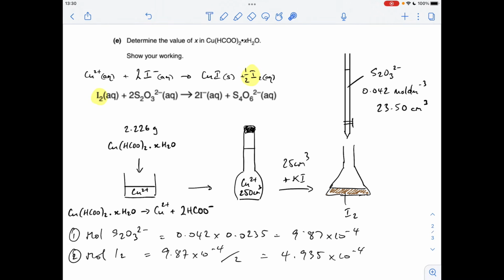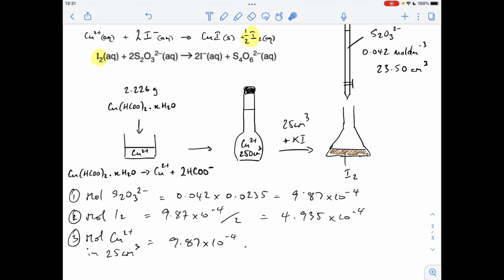Then if we apply the ratio, the moles of iodine involved in the titration, which are the moles of iodine formed in the first reaction, will be half that: 4.935 × 10⁻⁴. Then if we apply the mole ratio in this equation, we go back to that original number of 9.87 × 10⁻⁴. So that's the moles of Cu2+ in the 25 cm³ used in the titration. The moles of Cu2+ in the 250 cm³ of the solution will be 10 times what we've just calculated, so 9.87 × 10⁻³.